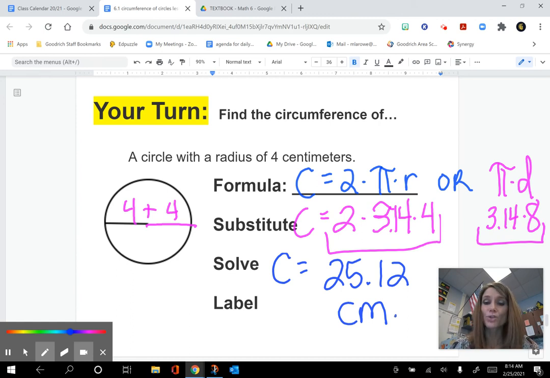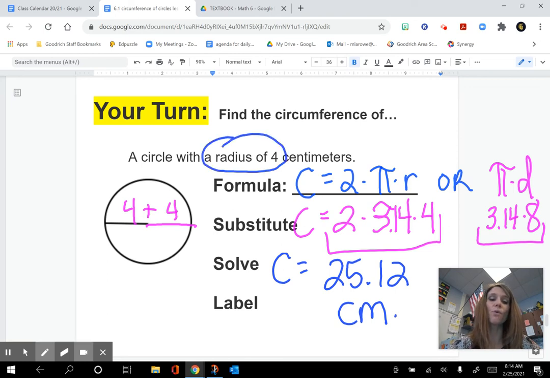So if you chose the formula 2 times pi times r as your circumference formula, then you would have substituted 2 times 3.14 times 4 because your radius was 4. From the center to the edge is only 4 centimeters. If you chose to use the diameter formula, you would have needed to double your radius to get a diameter of 8. Either way, the multiplication ends up being the same value, 25.12, and it's labeled centimeters. It would take a little bit more than 25 centimeters of string to wrap around the outside of this tiny circle. How'd you do on that one?